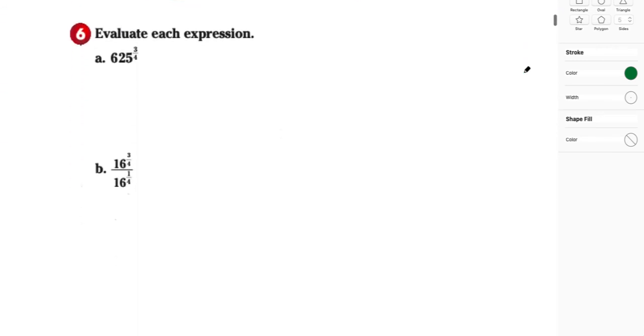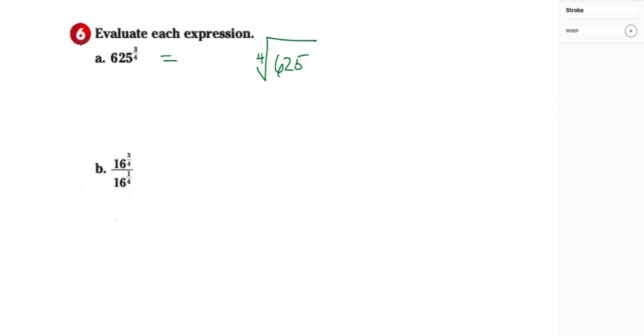Number 6 has us evaluating some fun things. So we remember that when we have this type of a rational exponent, we're going to refer to this as the index number 4, the denominator. 625 is in here. And now the question is, do I want to raise 625 to the 3rd power first, then take the 4th root of that? Or do I want to take the 4th root of 625 and raise it to the 3rd power?